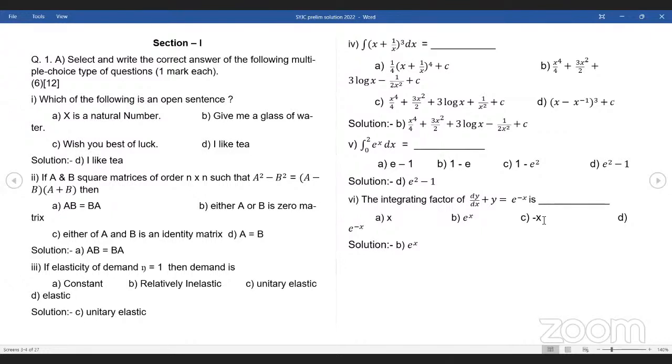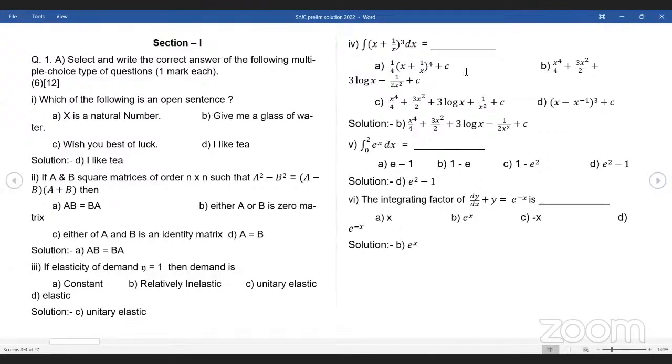Next, if A and B are square matrices of order n by n such that A square minus B square equals A minus B into A plus B, then options: A, AB equals BA; B, either A or B is zero matrix; C, either of A and B is an identity matrix; D, A equals B. So our correct answer is option A, A into B equals B into A. Third question: if elasticity of demand eta equals 1, then demand is unitary elastic. So you write option C, unitary elastic.